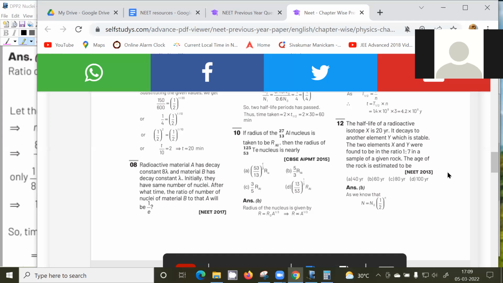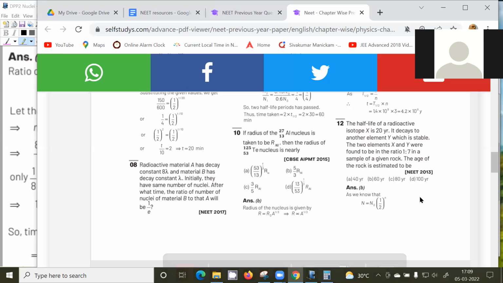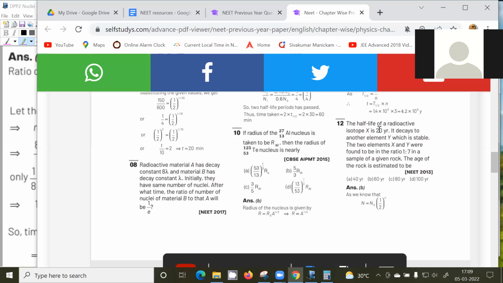From that, we can find the number of half-lives that have gone. 3 half-lives have gone, because X has reduced to 1/8 of the original. So 3 half-lives, and the half-life here is 20, so 3 half-lives means 60. So the age is 60. So the option is B.